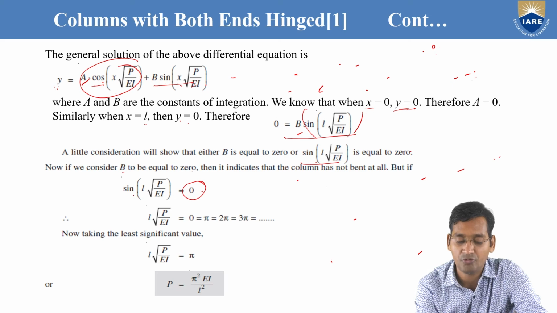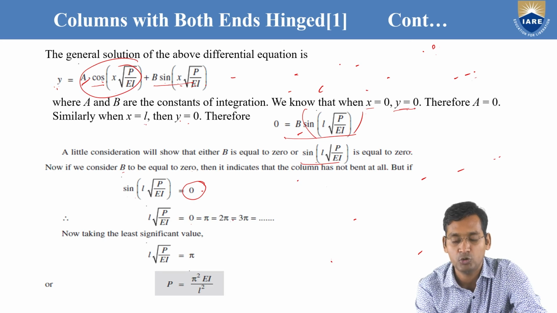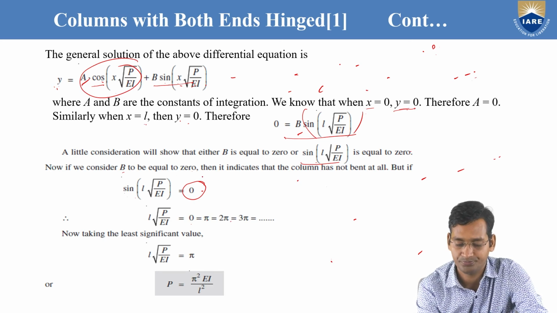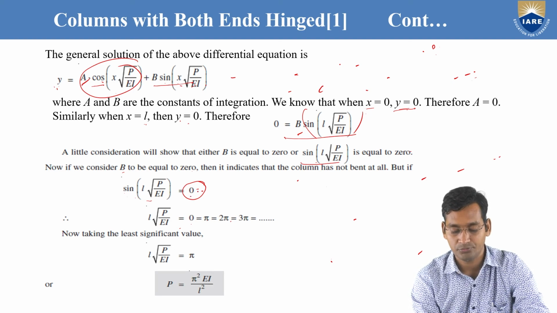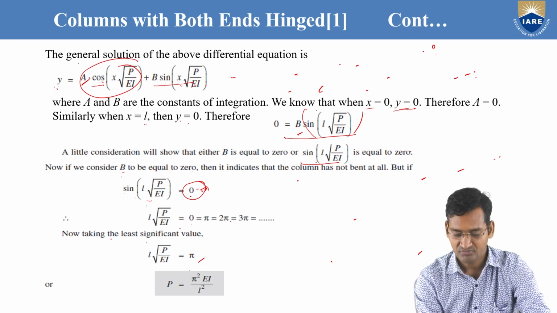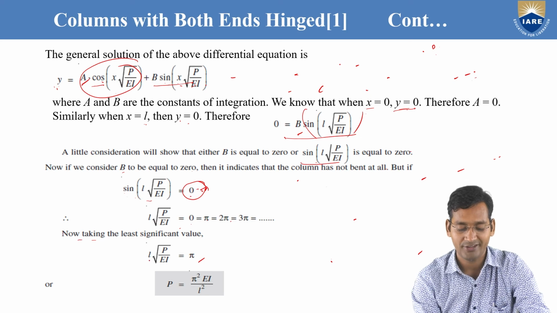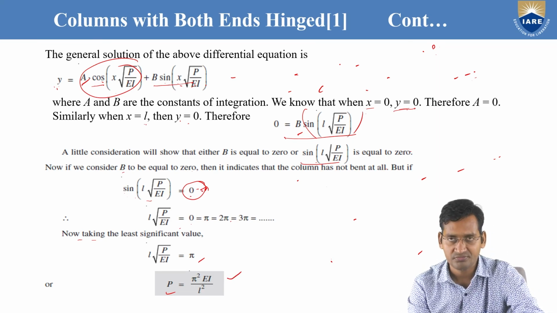For 0, we have to find from here, so we have to remove this sine. 0 can we write as sin 0, sin pi, sin 2 pi. So remove sin from both sides. Then L root P by EI: 0 we cannot take, because if we take 0, P also will be 0. Right, so now at pi, L root P by EI equals pi. Just here it is written, the least significant value. After squaring both sides, we find P. So L square into P by EI equals pi square. Take P on one side and everything else on the other: P equals pi square EI by L square.